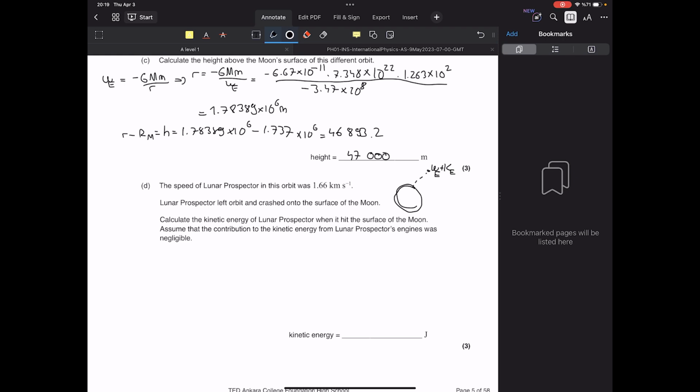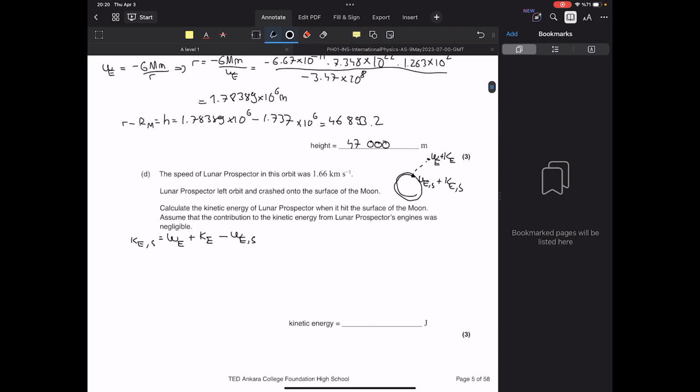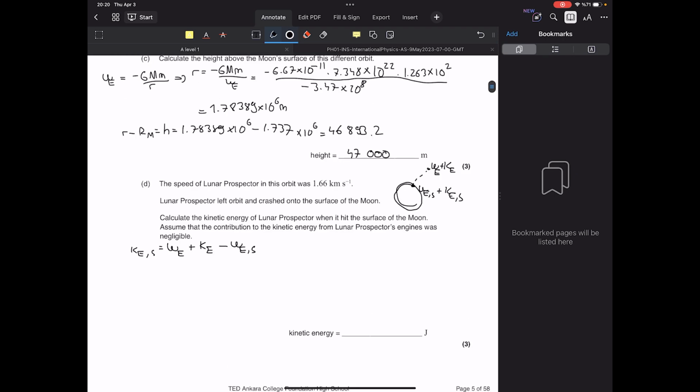And at the surface, it will also have a potential energy and a kinetic energy. If you want to find the kinetic energy at the surface, we have to first find the total energy in the orbit and subtract the potential energy at the surface of the Moon.